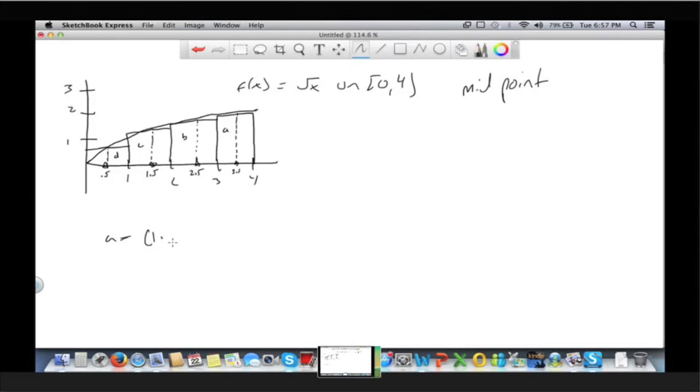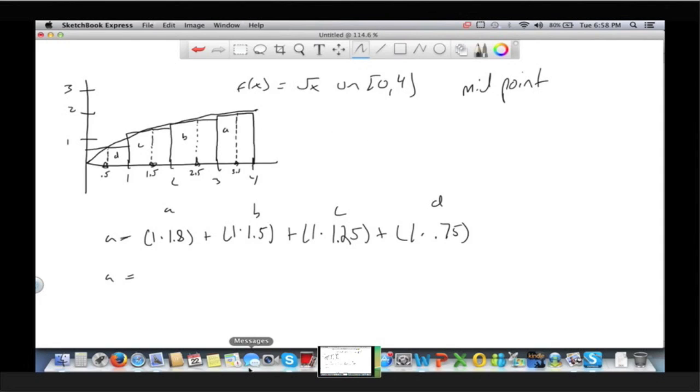1 times. And then at 0.5. That's not right. Did that wrong. Okay, I have to use the function. So I need to plug these into the function. So square root 1.8 plus the square root of 1.5.